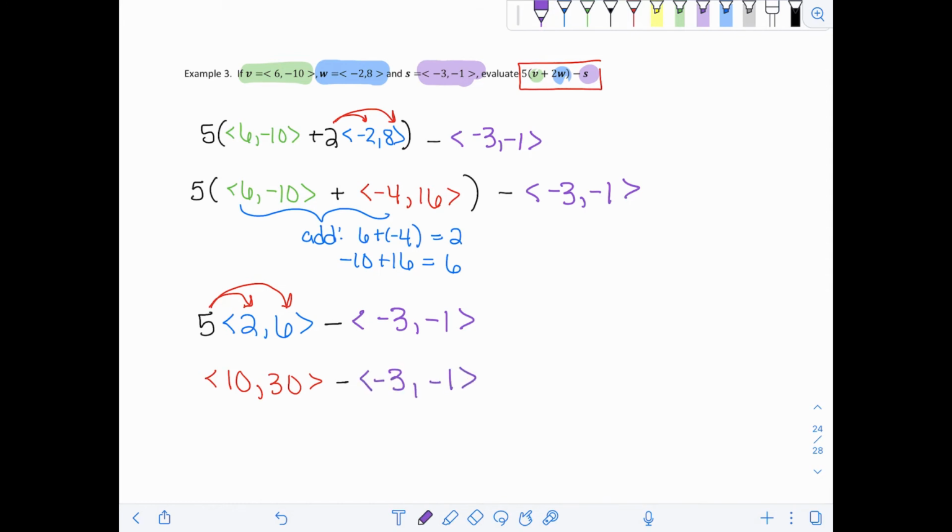So the last step is to do the subtraction. And so you might want to, before you actually do that, change it to addition and change the sign over here, because just like with any subtraction, it's really easy to forget to distribute it to the second part. And so this is the same thing as saying 10, 30 plus 3, 1. So the final answer is going to be 13, 31. And that's our final answer, which is another vector.